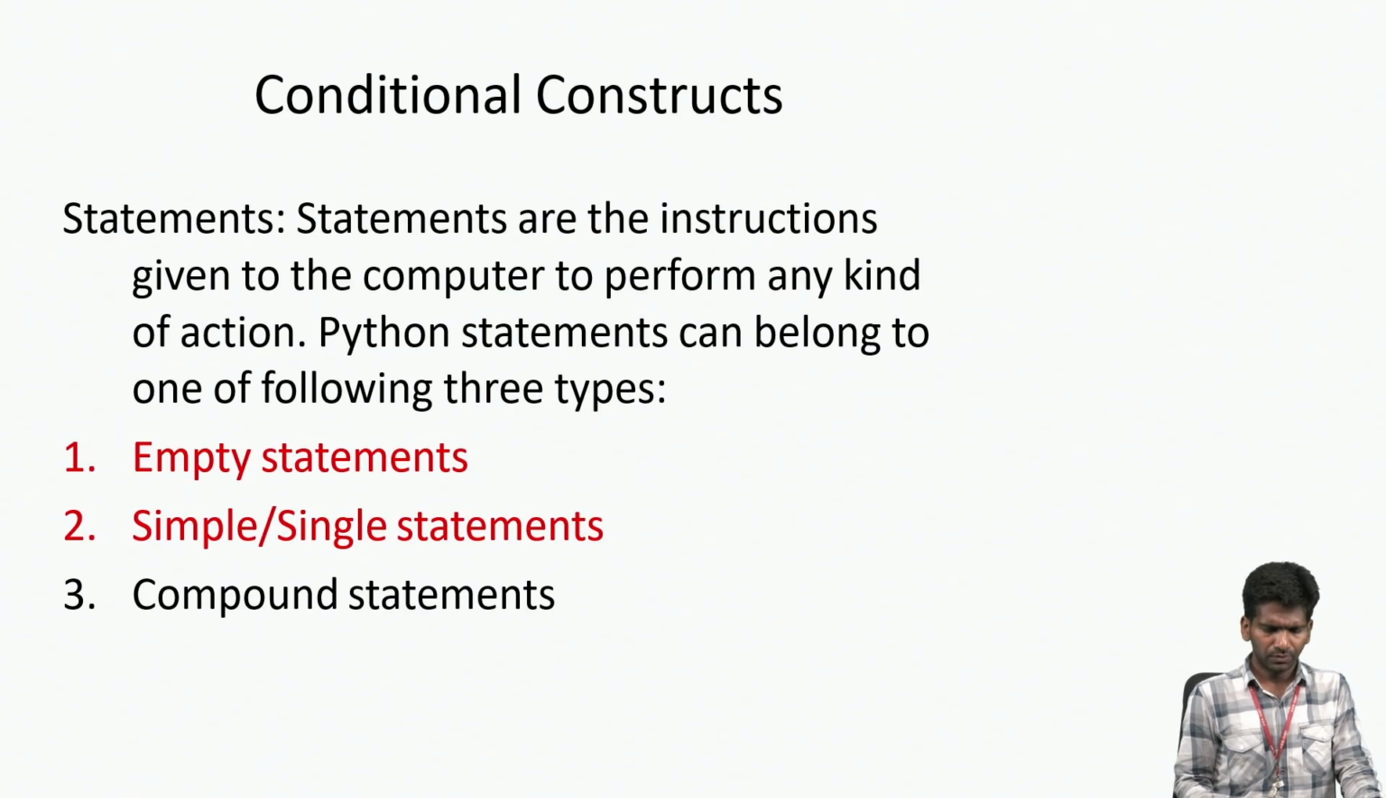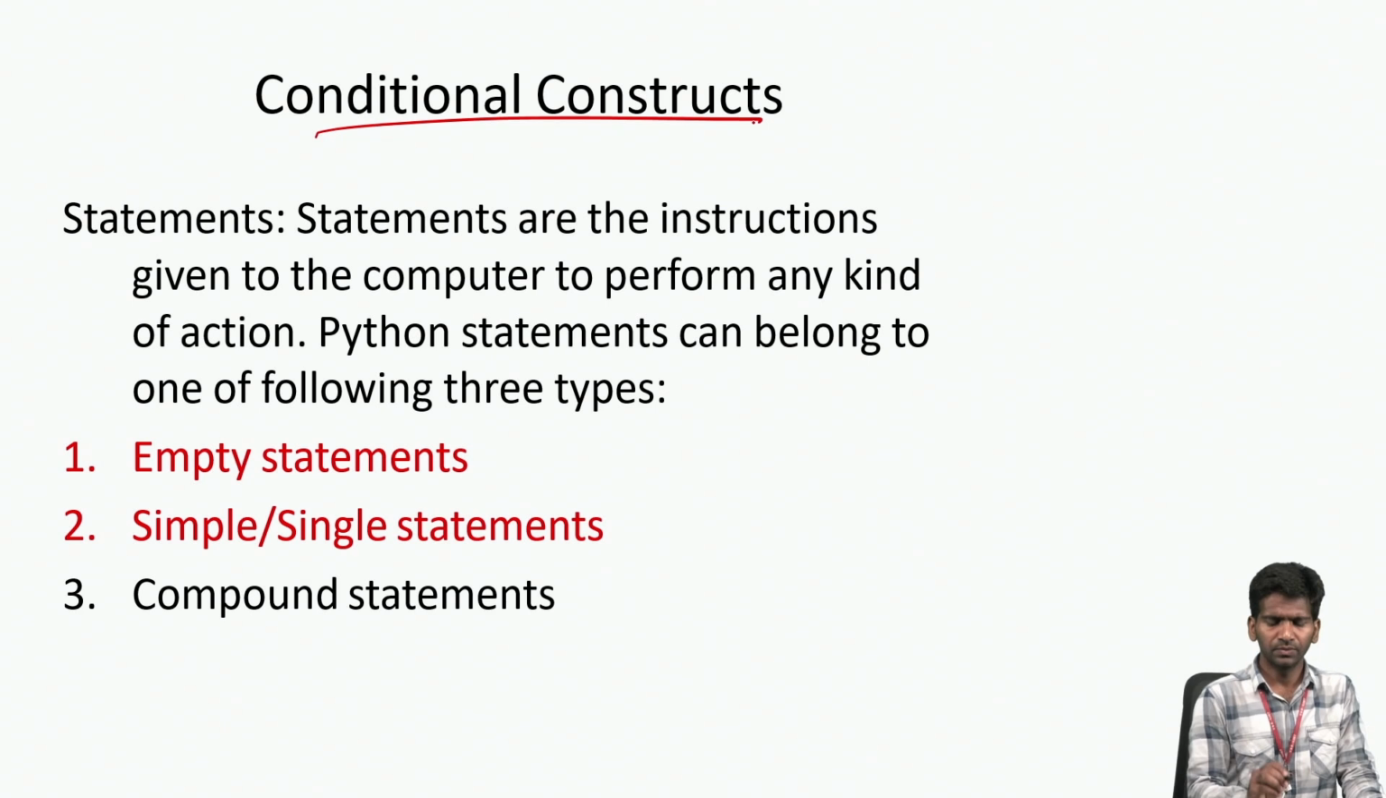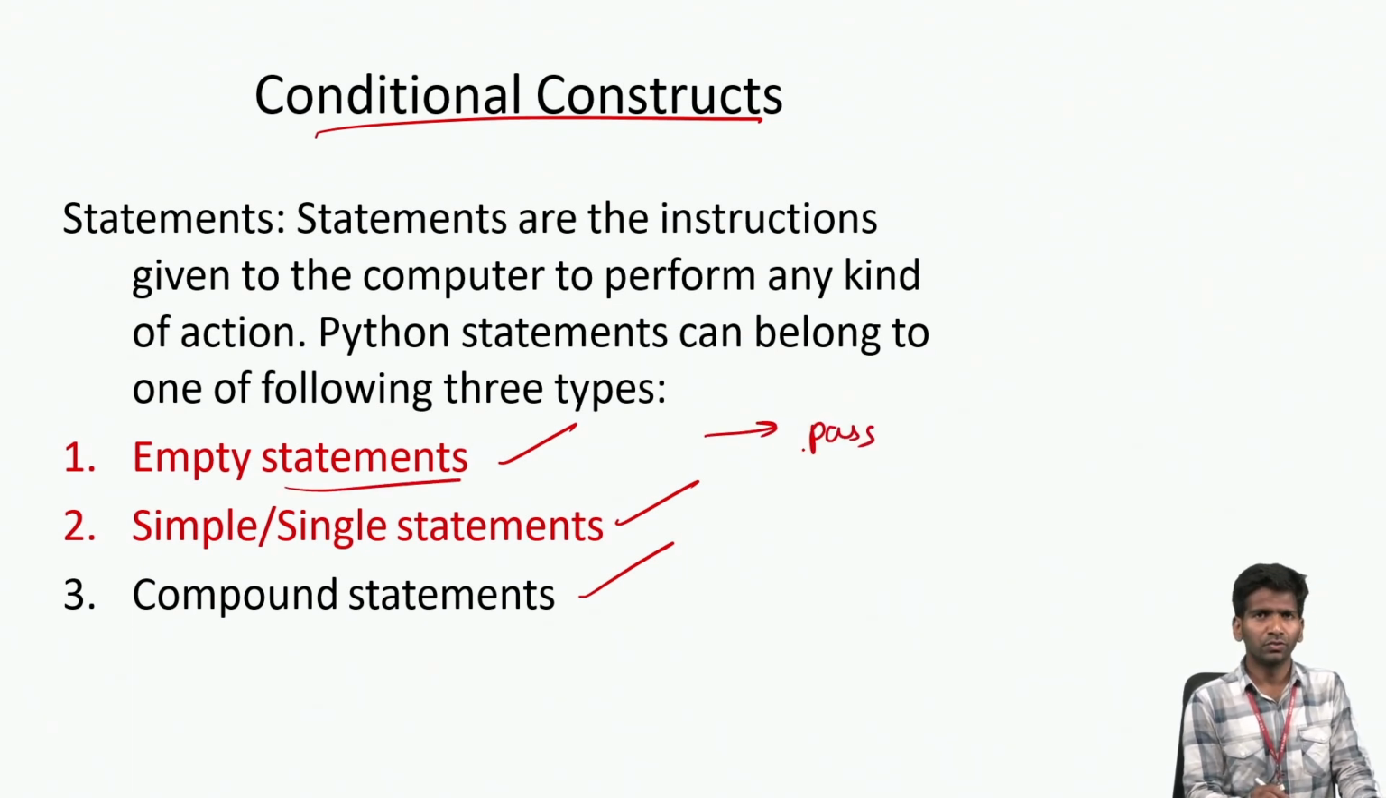Next, we will see some of the conditional structures. Conditional structures means we will take input and apply some conditions to it. There are three types of statements. One is the empty statement, where we use the pass keyword. Here we can use just print statements or logic, or it can be empty also. If our statement is empty, then we can use the pass keyword.